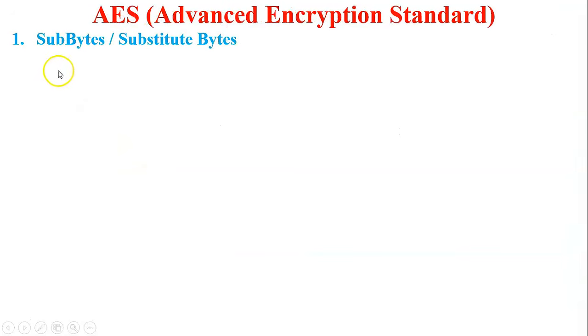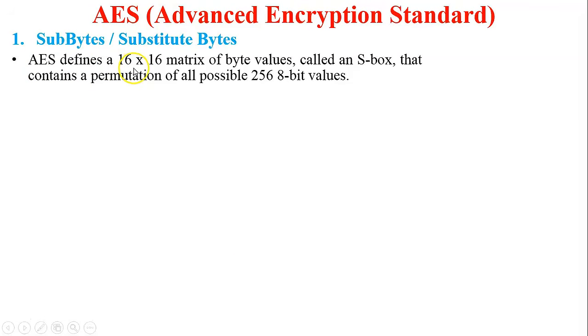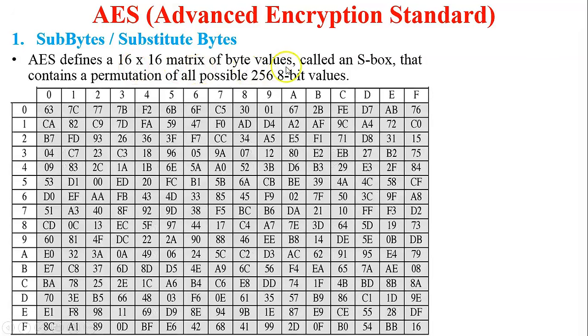First one, SubBytes or substitution bytes. AES defines a 16 by 16 matrix of byte values called an S box. So this is the S box, and this is 16 by 16, 0 to F. Here again, 0 to F. So these are columns 0 to F, and these are rows 0 to F. That contains a permutation of all possible 256 8-bit values.